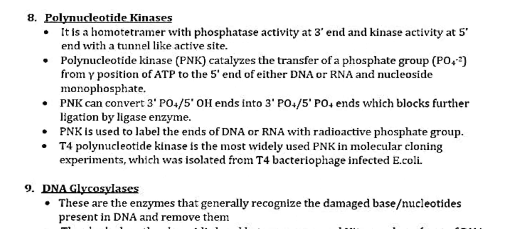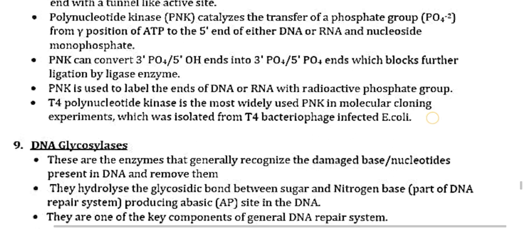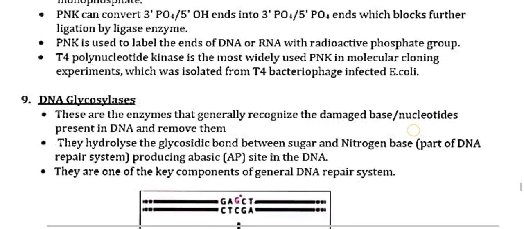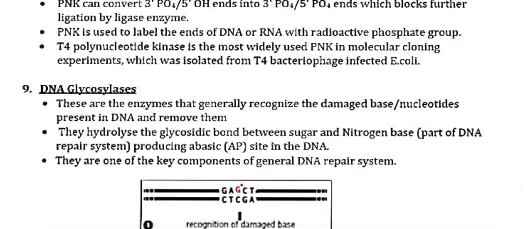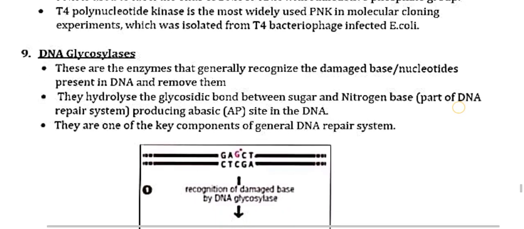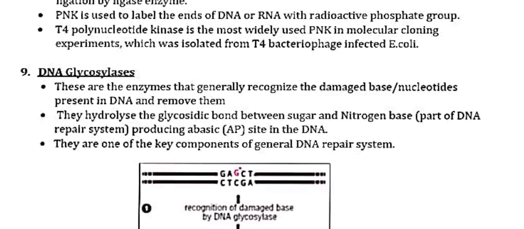PNK can convert 3' PO4 5' OH ends into 3' PO4 5' PO4 ends, which blocks further ligation by ligase enzyme. PNK is used to label the ends of DNA or RNA with a radioactive phosphate group. T4 polynucleotide kinase is the most widely used PNK in molecular cloning experiments, which was isolated from T4 bacteriophage infected E. coli.